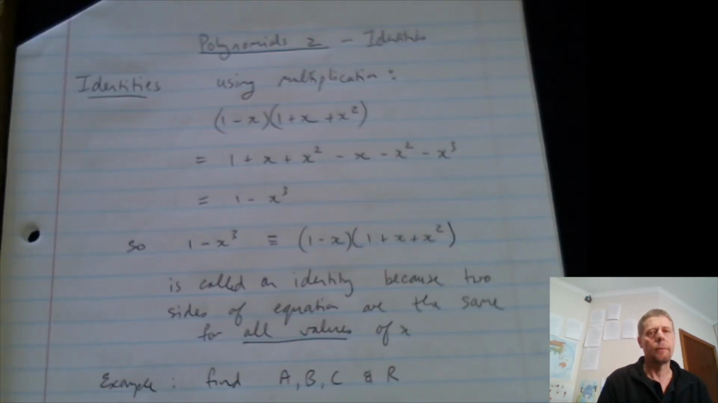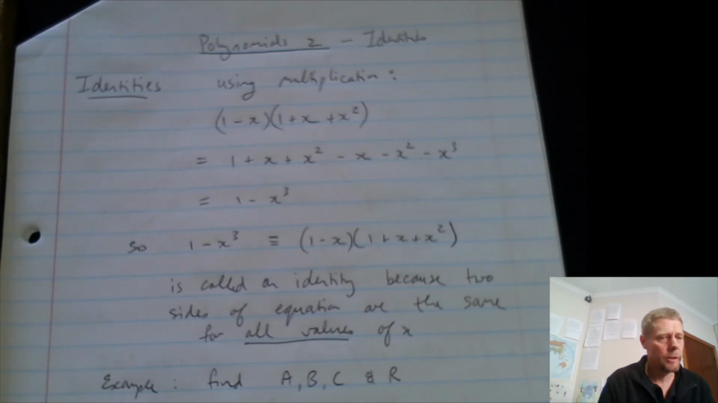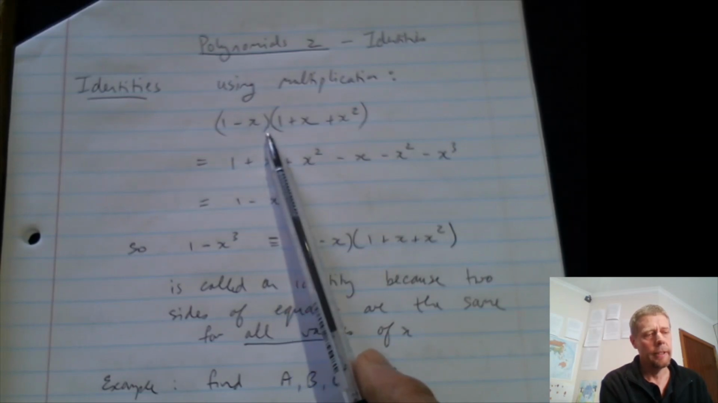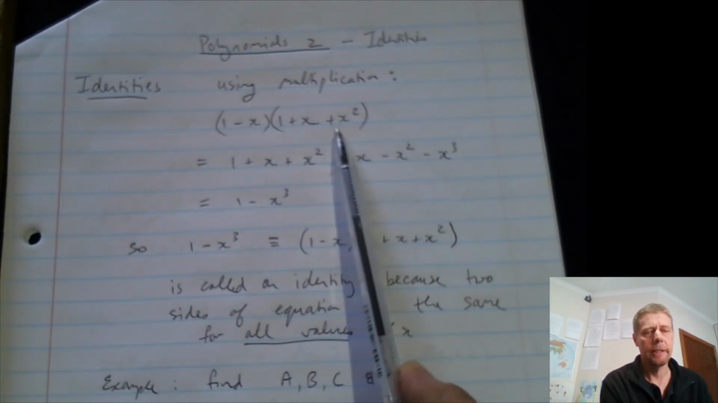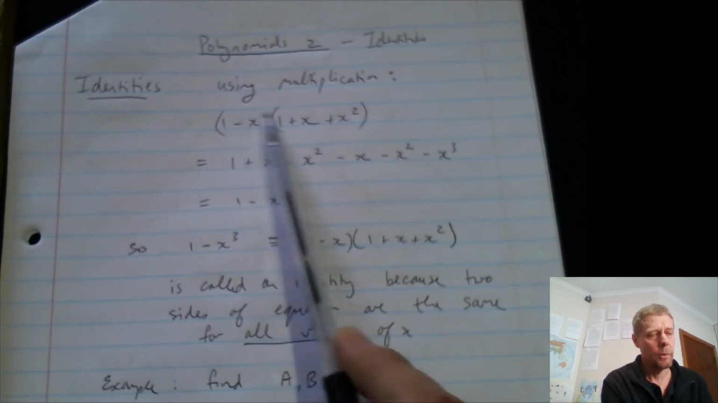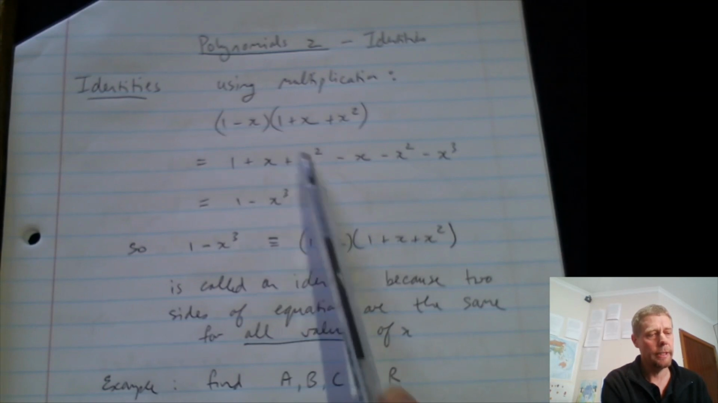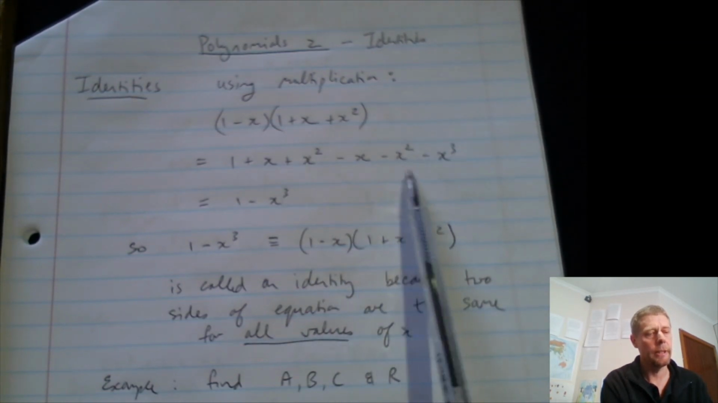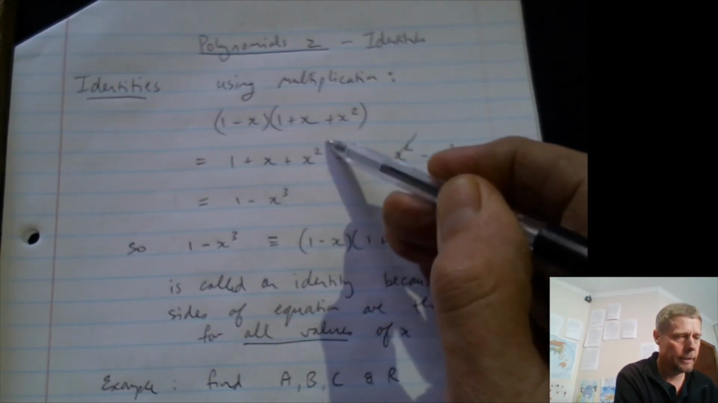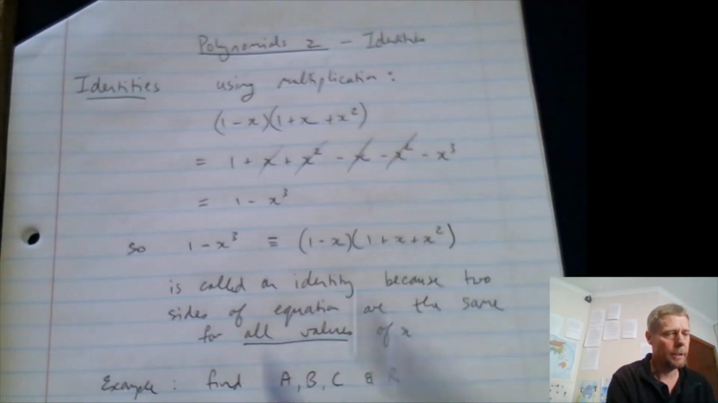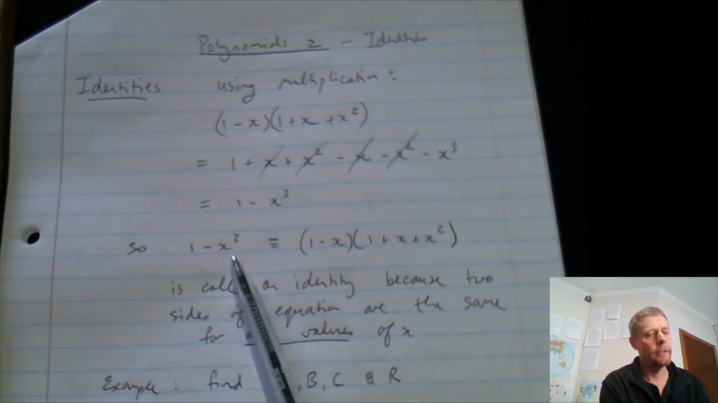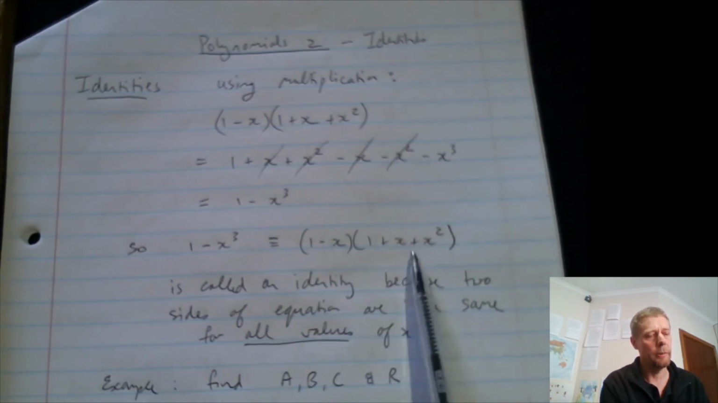Now, when we work with polynomials, we use identities. For example, here's an expression: 1 minus x times 1 plus x plus x squared. If one were to multiply this out, you get 1 plus x plus x squared, and then minus x, minus x squared, and minus x to the 3. And you can see that the x squareds actually cancel out, as do the minus x and plus x, and we're left with 1 minus x to the 3. So 1 minus x to the 3 equals this polynomial expression here.